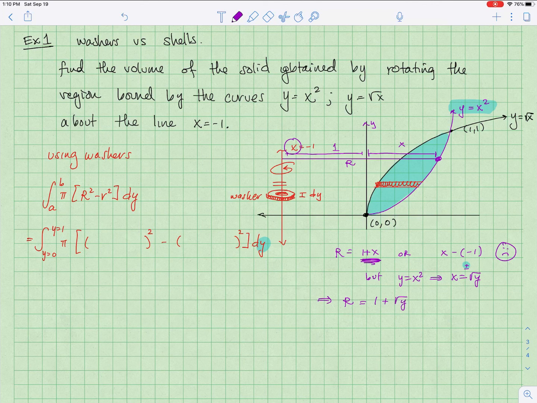Or you could come back here and say that this is the curve x equals the square root of y, and then it's the right side, root y, minus the left side, negative 1. And let me actually rewrite that a little bit differently. This is x equals root y minus x equals negative 1. So again, right minus left. And I'll put a right and left there. So either way, we get 1 plus the square root of y.